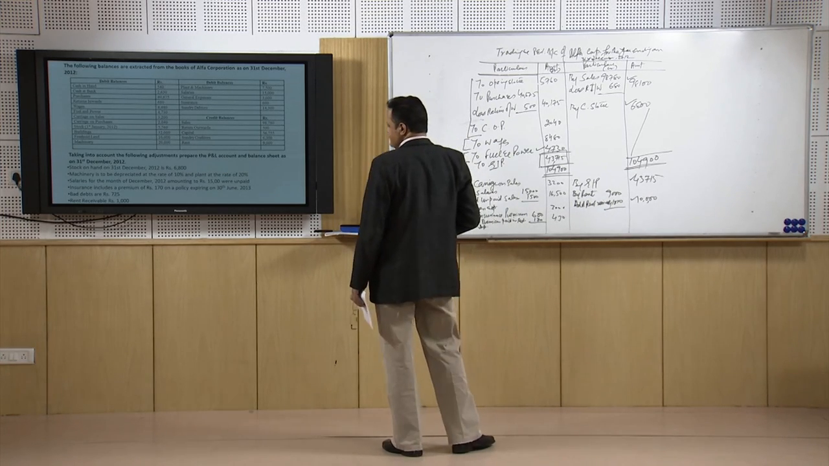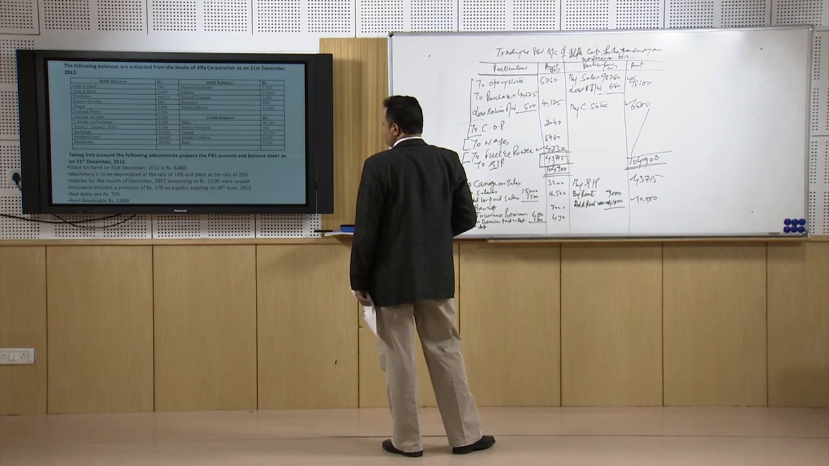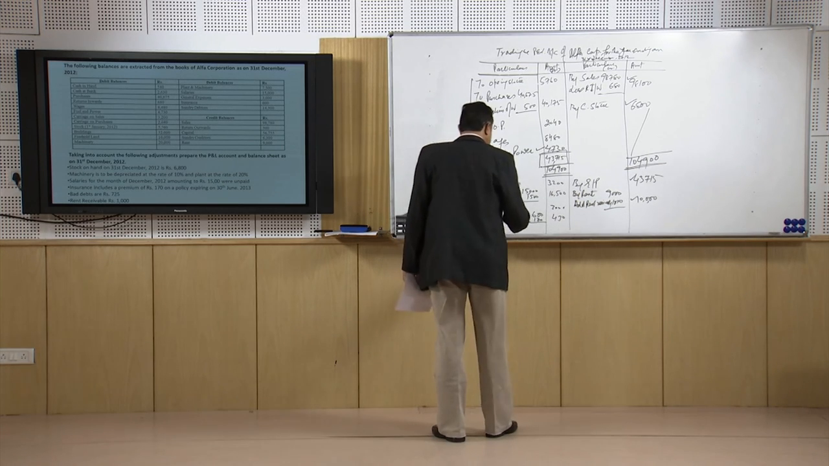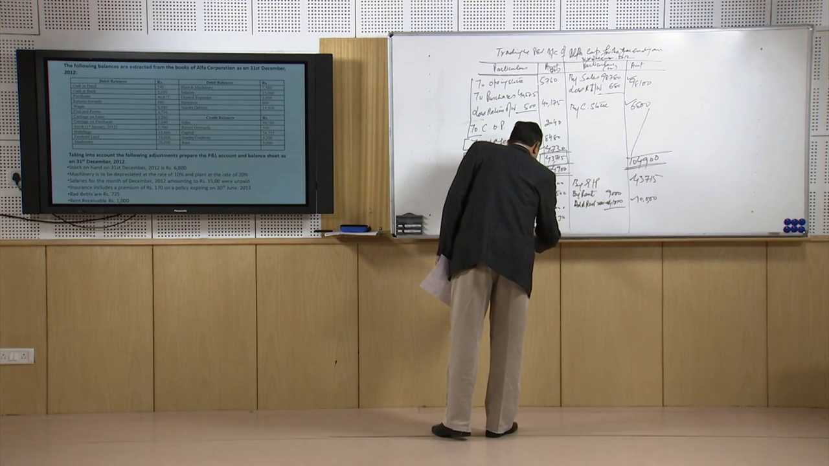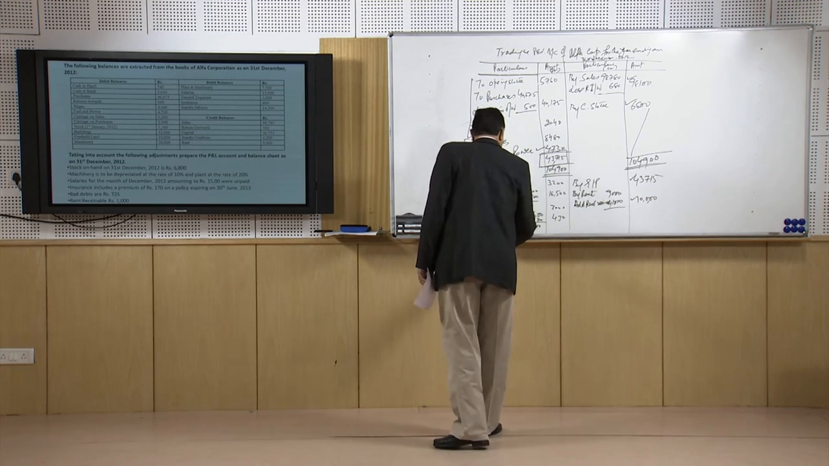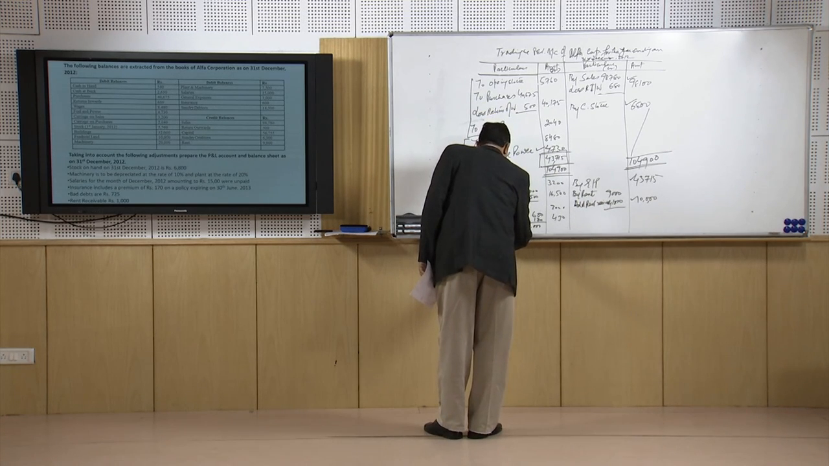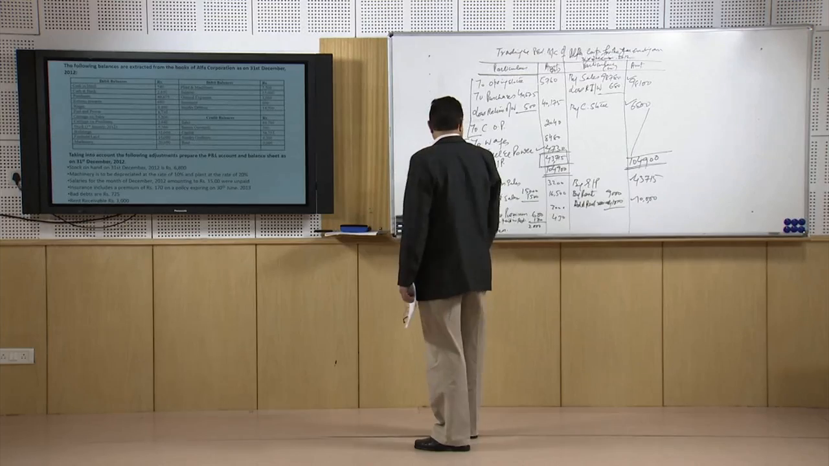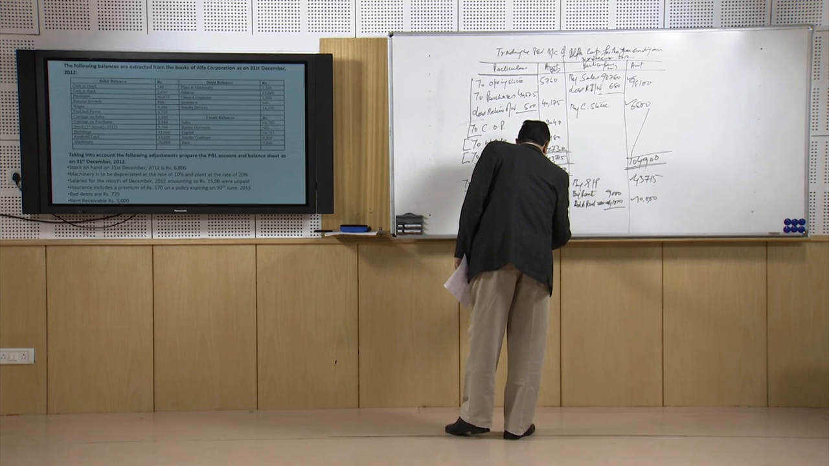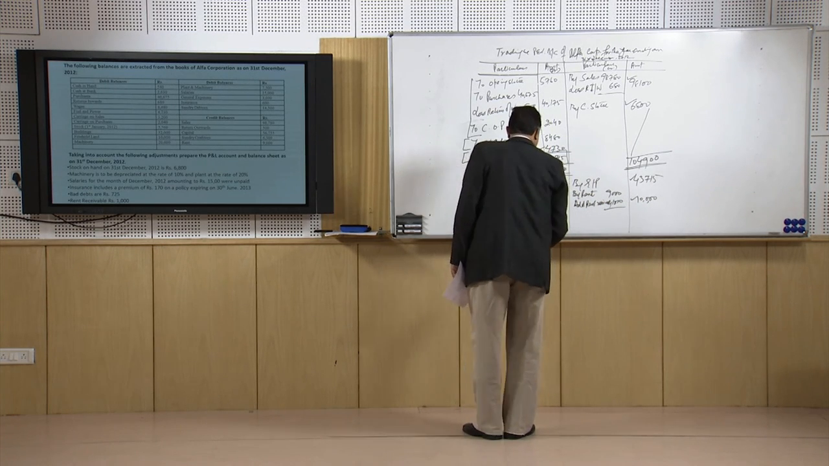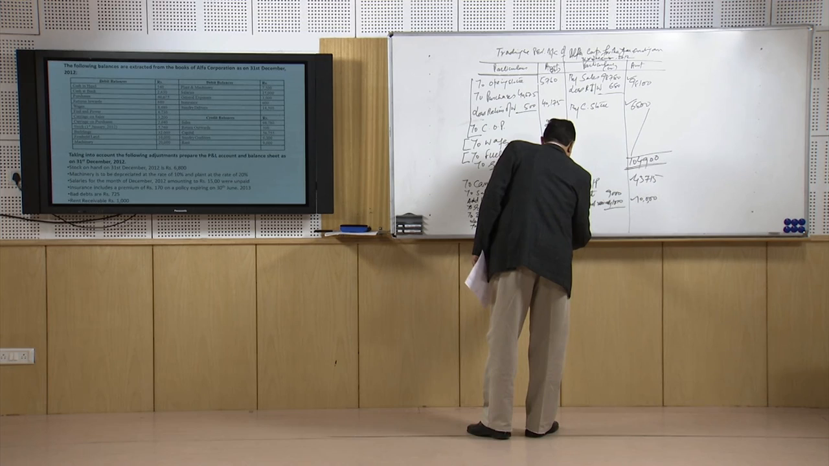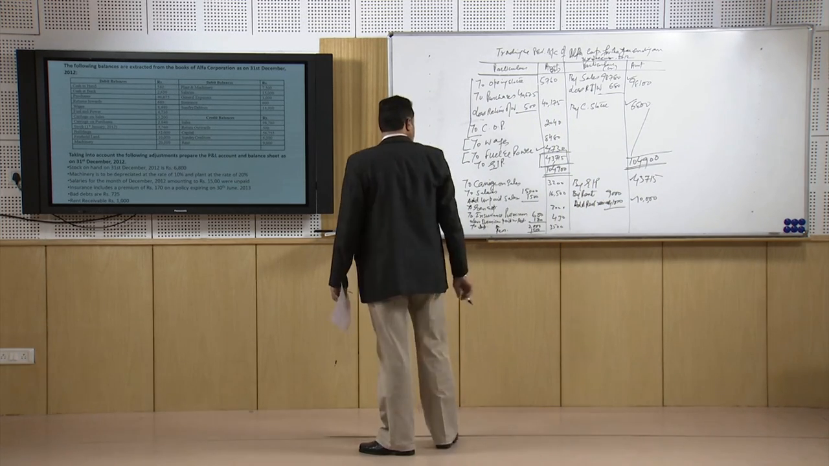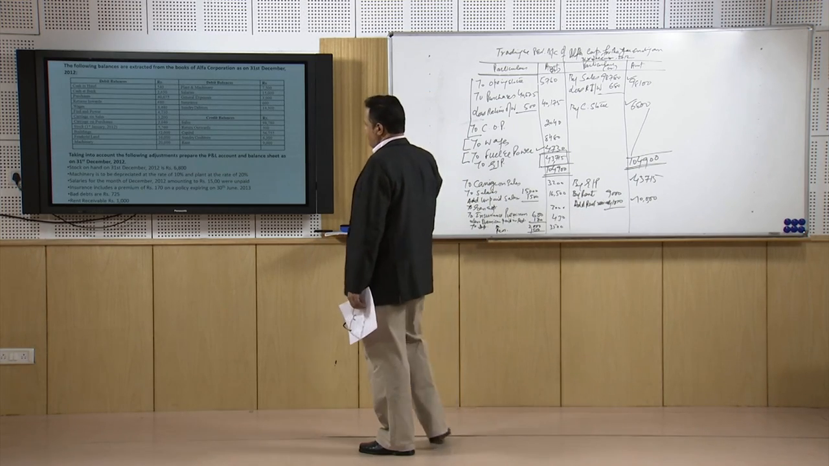So, to depreciation, this amount is 10% on the machinery. 20,000 at 10% is 2000, and then we have plant and machinery which is 7500 at 20%. This works out as 1500 rupees, and the total is 3500. We are putting it here. Depreciation we have also taken.